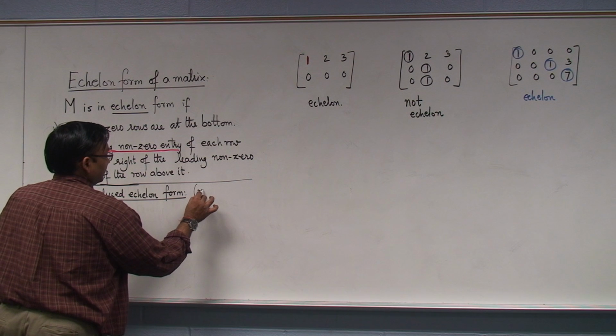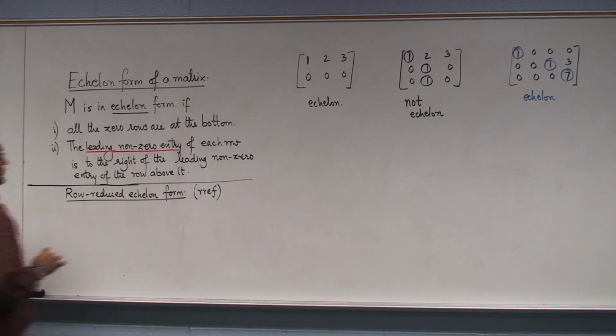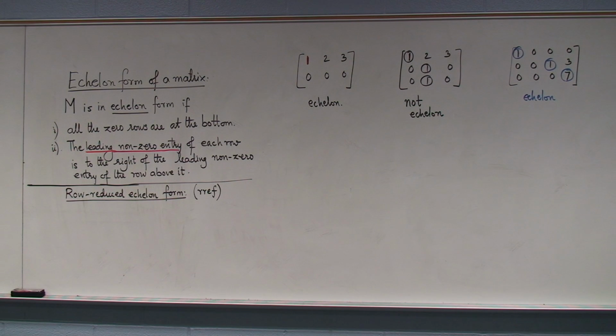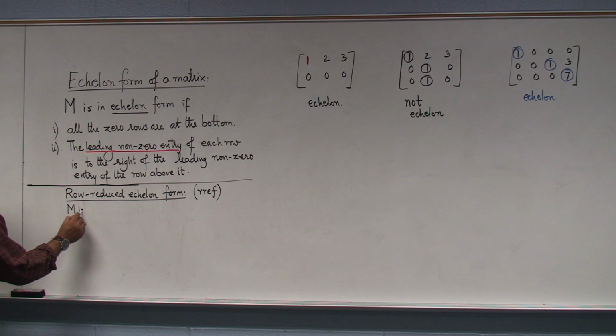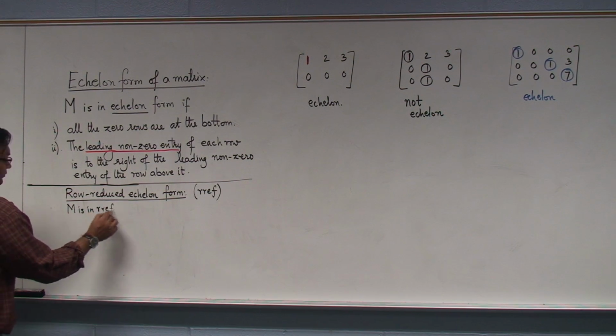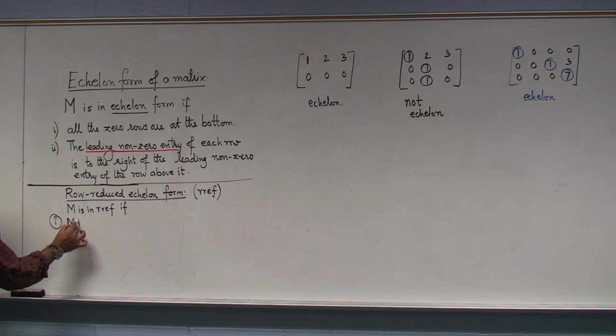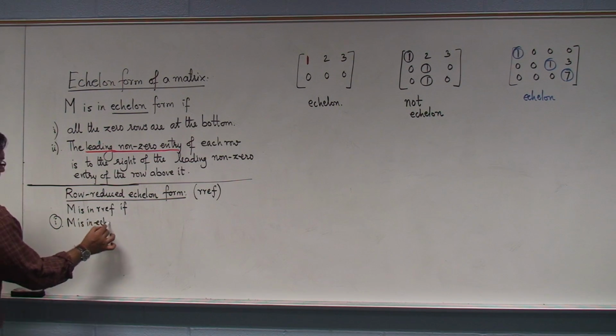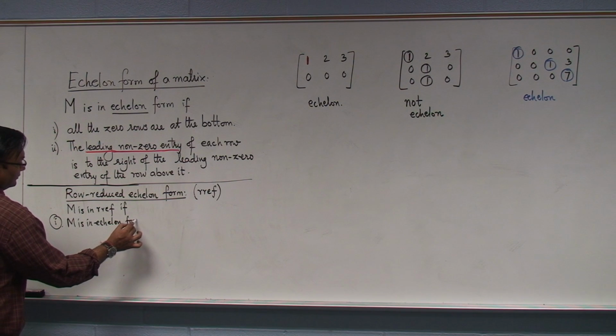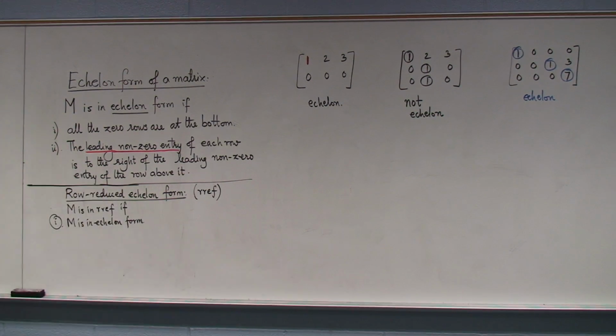So I will generally refer to it as the RREF. It's not standard terminology, but it will at least help me not write this long phrase, row-reduced echelon form. We will say the matrix M is in the row-reduced echelon form if M is in echelon form. At least that takes care of the echelon part of this phrase.